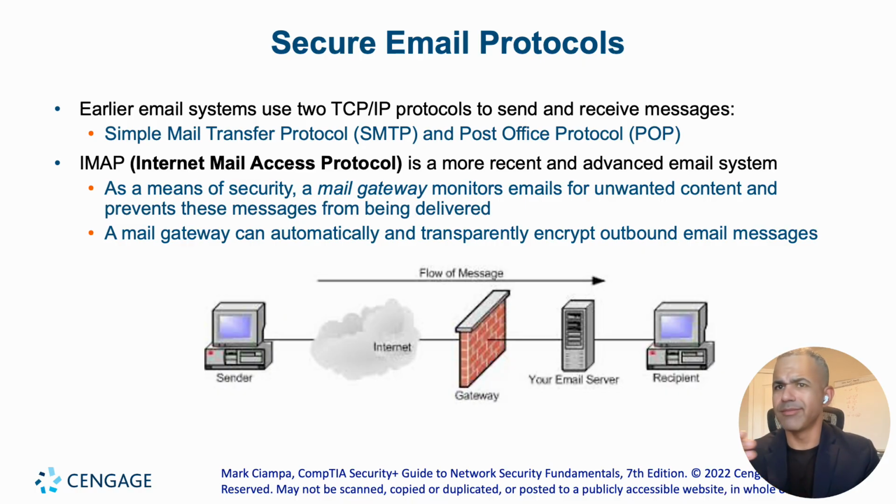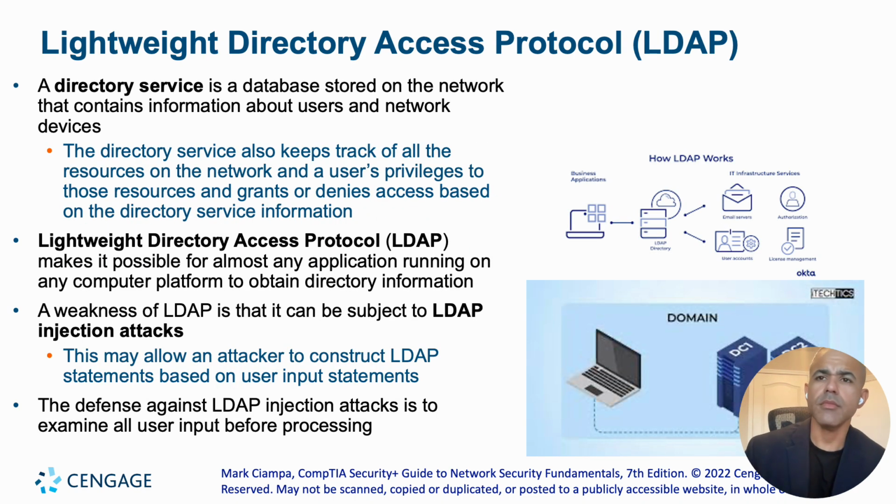You can use them internally, but when we're reaching out to the internet, we want to use something like IMAP, which tends to monitor all of the content that's being downloaded into your mail client, and that's why now we have junk folders, because it can flag potentially malicious links, potentially malicious files, scripts, and also can encrypt outbound email messages just to make sure that they're not being eavesdropped on.